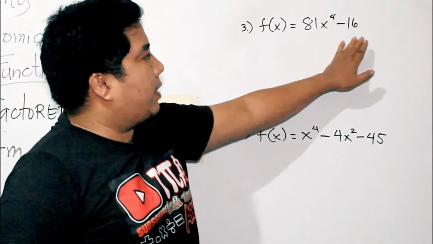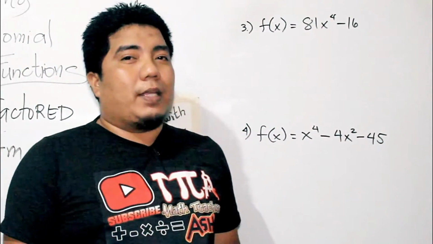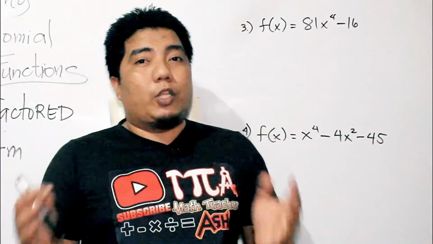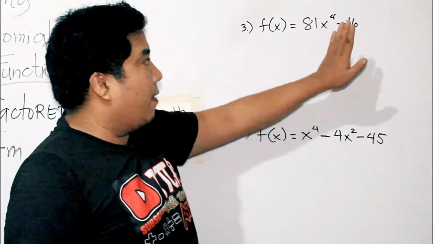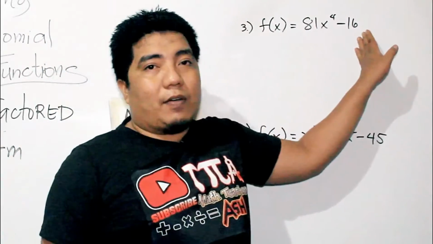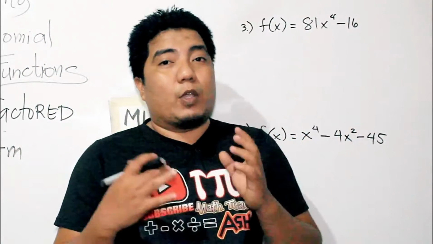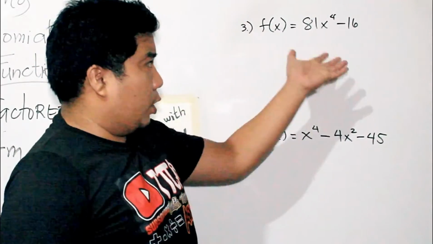Now, as you can see in this example, the terms are not complete. What do I mean by this? This is x to the 4th. We don't have x to the cube, x to the second, or x. We only have the 4th exponent, or the power of 4, and we also have the constant term. This is an example of a quartic polynomial function. Now, how do I solve this one?